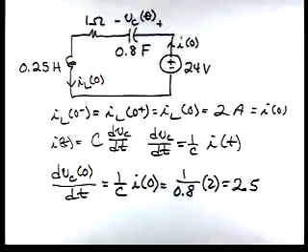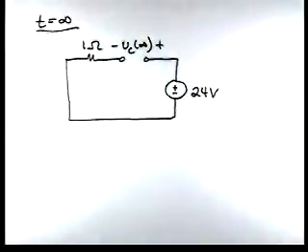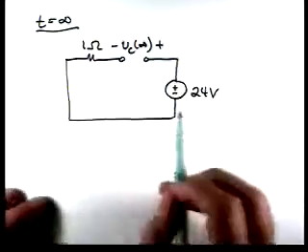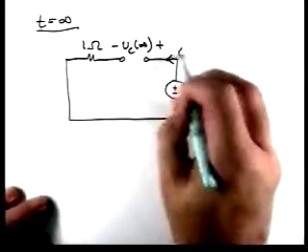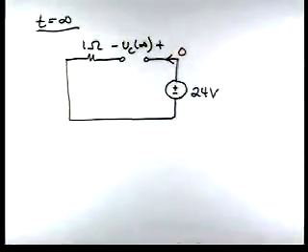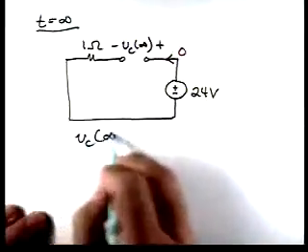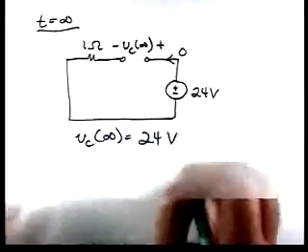So now we know that our solution is still the form we had, but let's go in and look at t equal infinity real quick. And if we look, this is a pretty easy circuit. The capacitor is open, the inductor is short, so there's 0. So V sub C of infinity then is 24 volts.